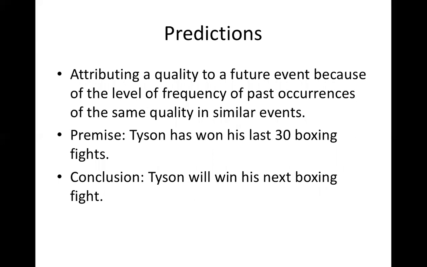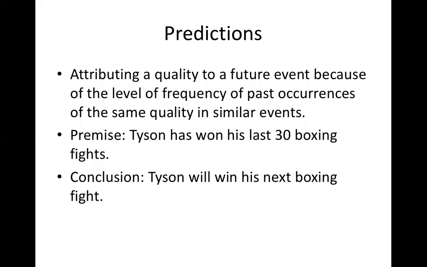Okay. Then you have predictions. Attributing a quality to a future event because of the level of frequency of past occurrences of the same quality in similar events. Tyson has won his last 30 boxing fights. Therefore, Tyson will win his next boxing fight. So because a particular quality has repeated itself a good number of times in the past, a conclusion is reached based on that.